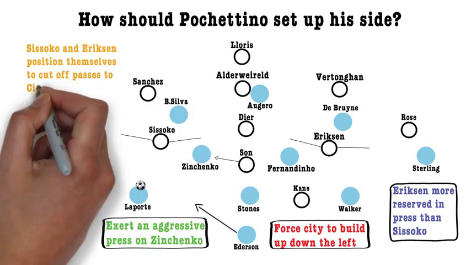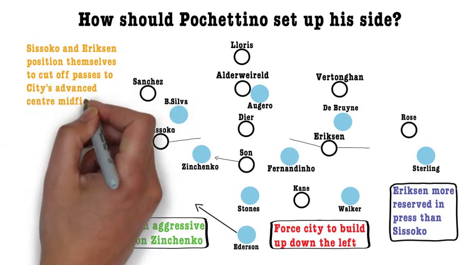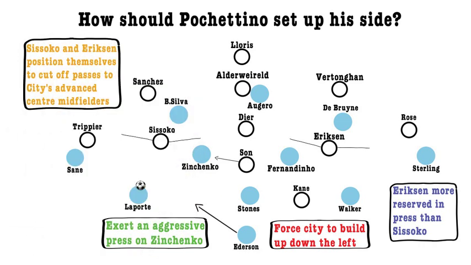But if Son cannot engage in the press, Sissoko should drop off and stay in his position, cutting off the pass to Silva.